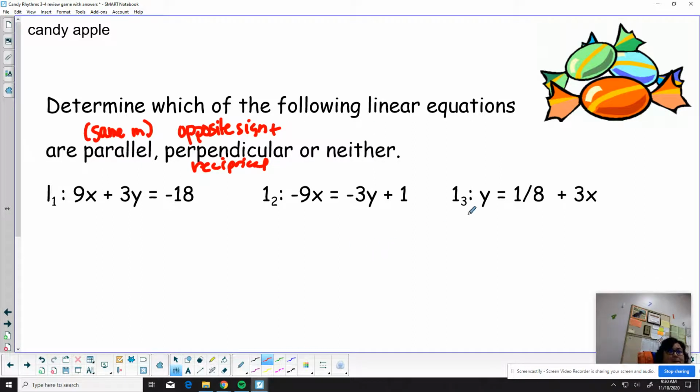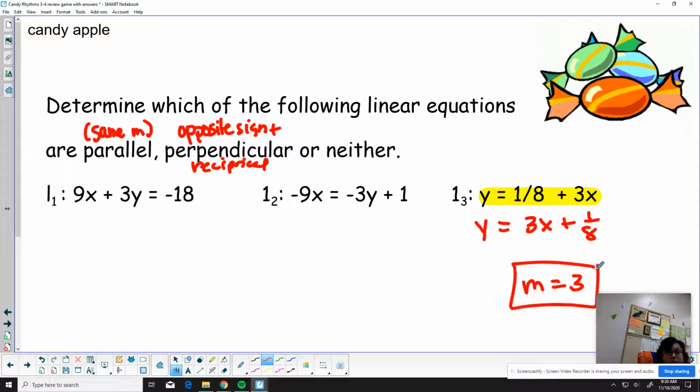So we need the slope. The only one that we can see the slope for is this one over here. It's in the wrong order, so I'm going to turn it around. So y equals 3x plus 1/8. So my slope on that one is 3. So now I need to solve the other two so I can pull the slopes out on those so we can figure out. All right, so here I'm going to subtract 9x.